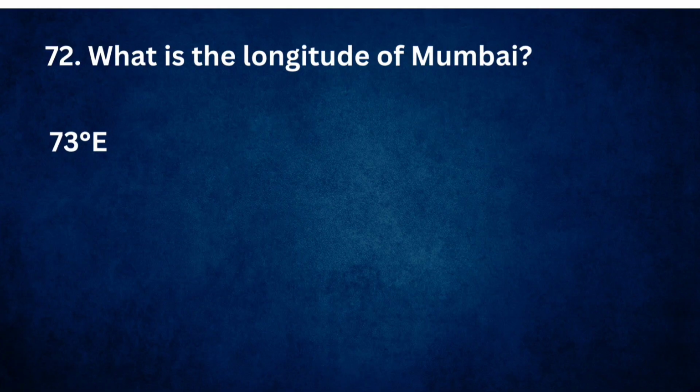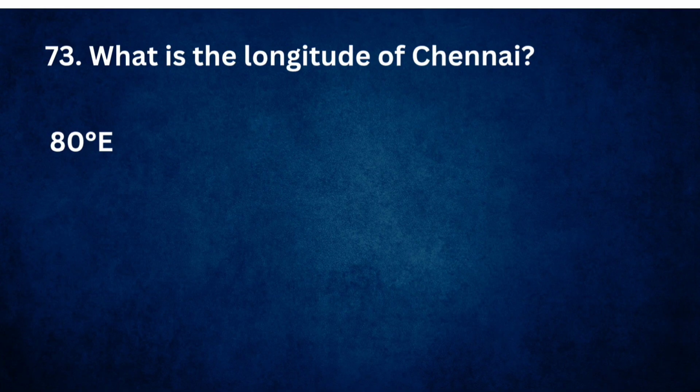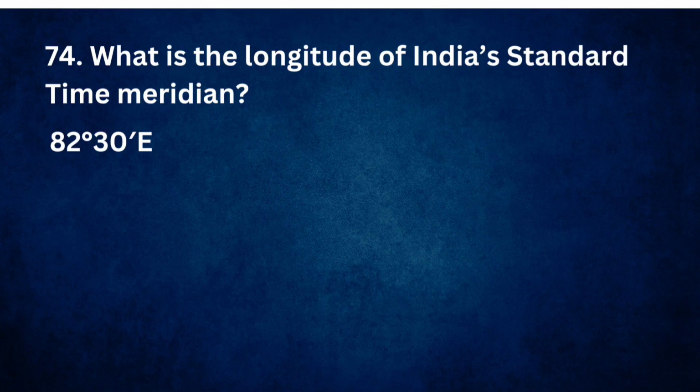What is the longitude of Mumbai? 73 degrees east. What is the longitude of Chennai? 80 degrees east. What is the longitude of India's standard time meridian? 82.5 degrees east.